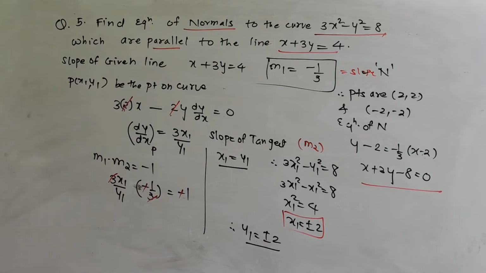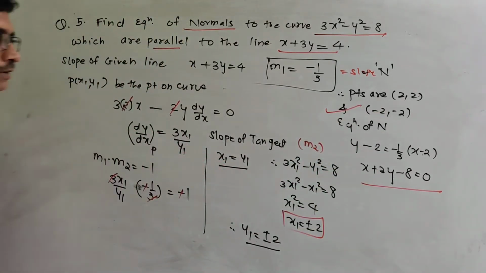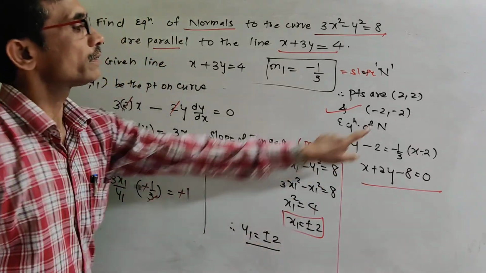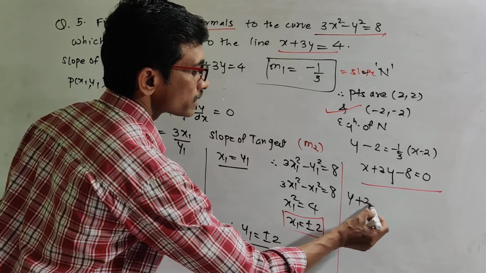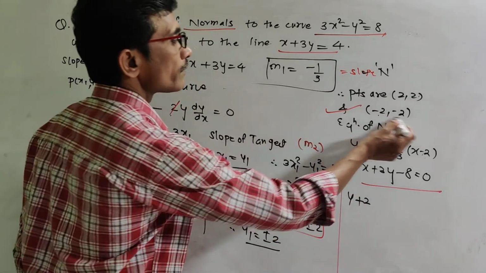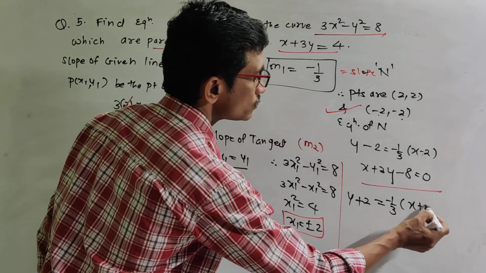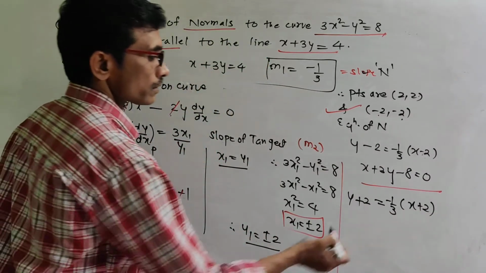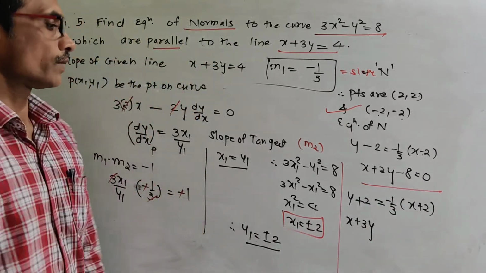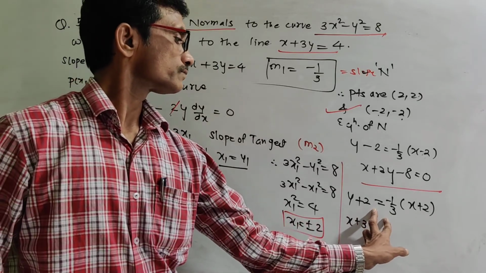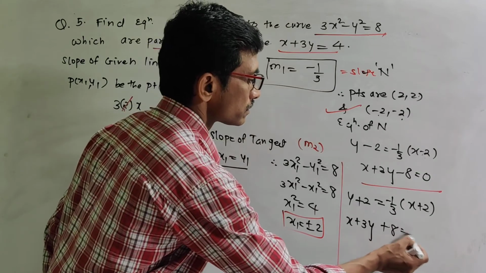One more equation is what? By taking point minus 2 comma minus 2, if we take this point, you will get a different equation. Y minus of minus 2, that is plus 2, x1 y1 is this, is equal to minus 1 upon 3 into x plus 2. So x plus 3y, here it is 6 and this 2, 8, plus 8 is equal to 0.